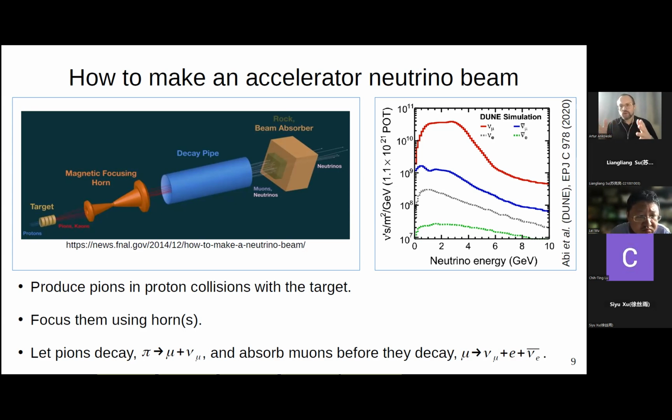As a consequence, we end up with a broad beam, which is ideal to search for, for example, new physics, to search for oscillations beyond the standard model over a broad kinematic range. However, it is quite problematic from the point of view of precise energy reconstruction because we deal with very broad kinematics.